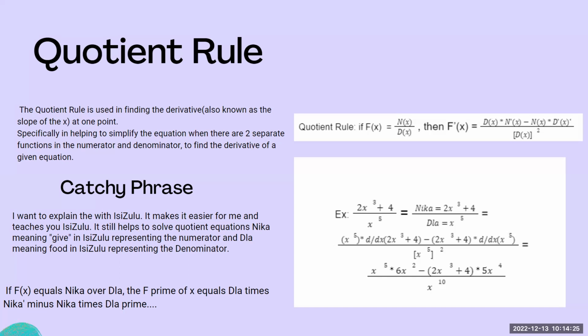And so if we simplify that more, it will become x to the fifth power times the derivative of 2x to the third power plus 4, which is 6x to the second power, minus 2x to the third power plus 4 times the derivative of x to the fifth power, which is 5x to the fourth power, and then over x to the 10th power since we squared it.